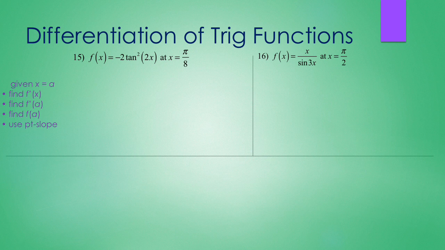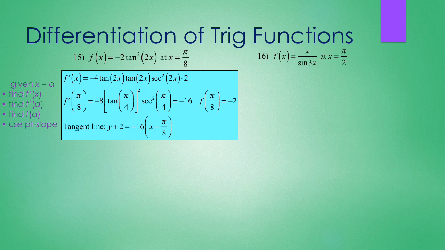In 15 and 16, we are asked to find the equation of the tangent line at the given x value. We do this the way we proceeded before. We take the derivative and then plug in the x value. We then use the point-slope formula to come up with the equation of the tangent line. It is up to you whether you want to use the calculator as a verification.